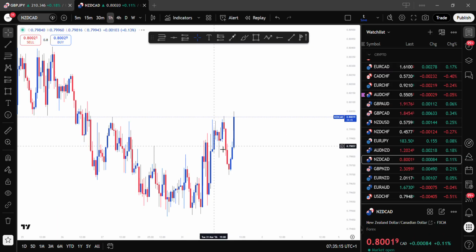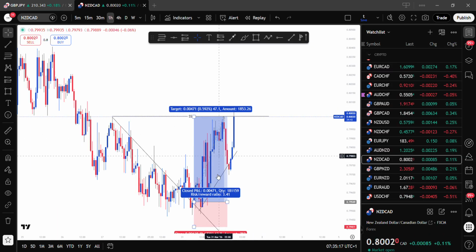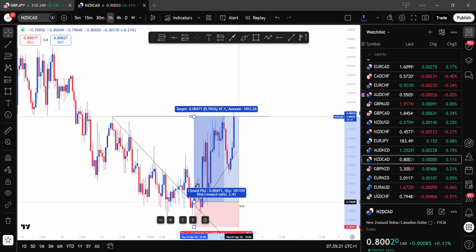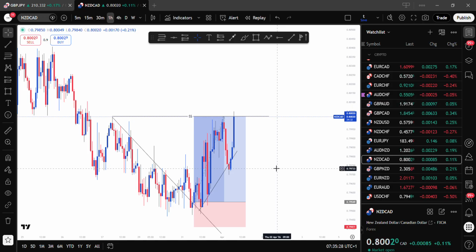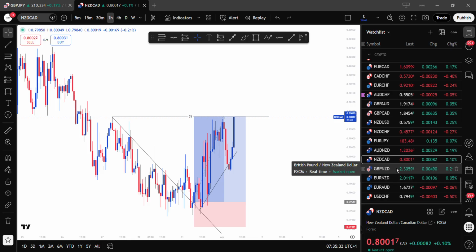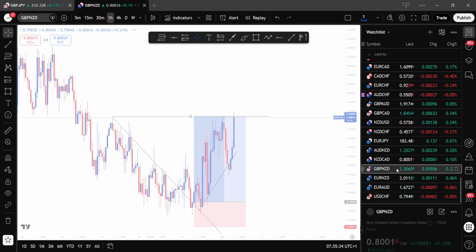On NZD CAD, this was a trade I analyzed on the live stream yesterday. You can see this trade. We entered from this point, and market went to this TP1 ratio 3. So it's a good one yesterday. I didn't even share this in the group. I just expect anybody that watched the video should take the trade from there.